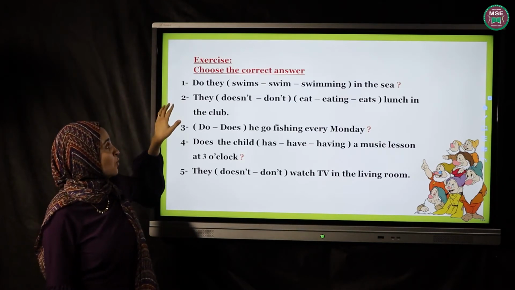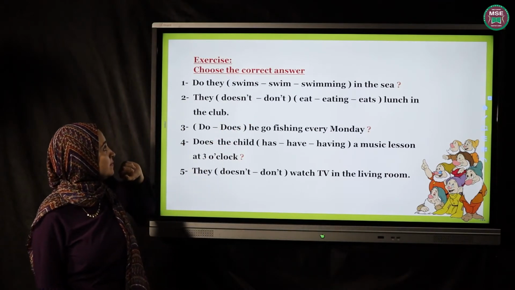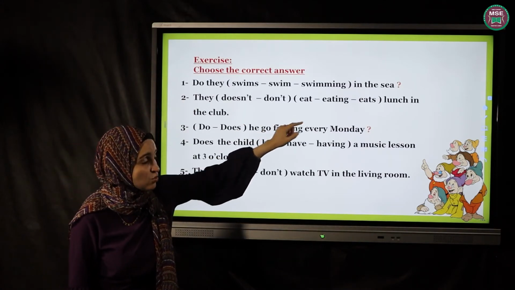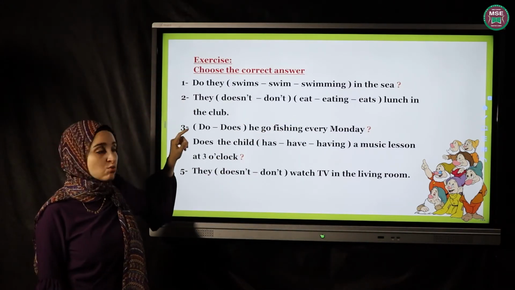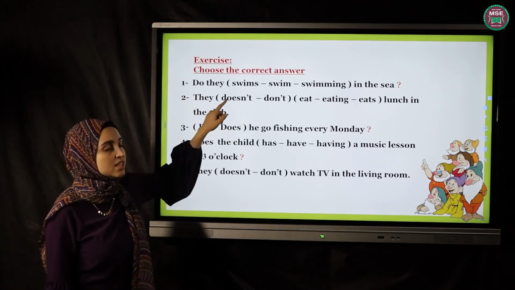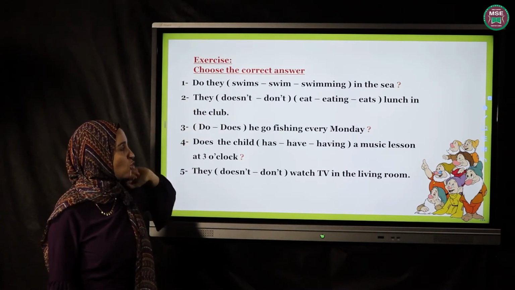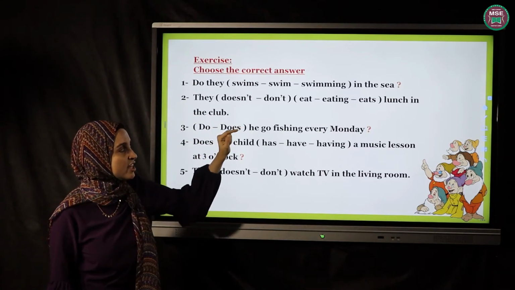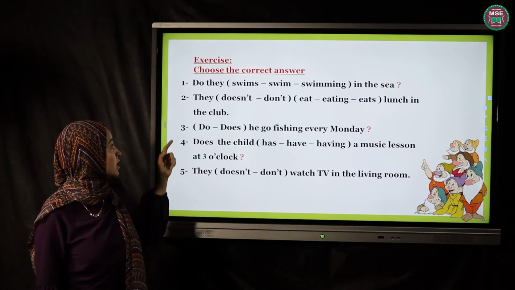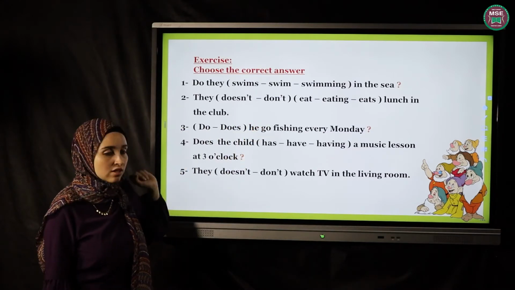Number 1, do they swim or swimming in the sea? Can you see the question mark here? It's a question. We started with do and we ended our question with a question mark. That's right. Do they swim? Number 2, they doesn't or don't eating or eats lunch in the club. Super. They don't eat lunch in the club.